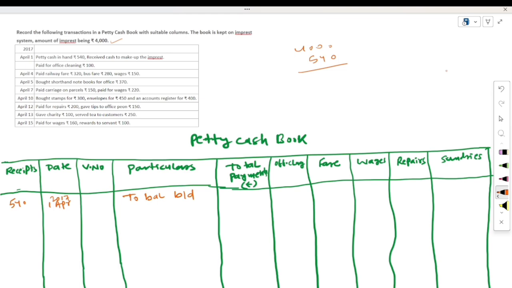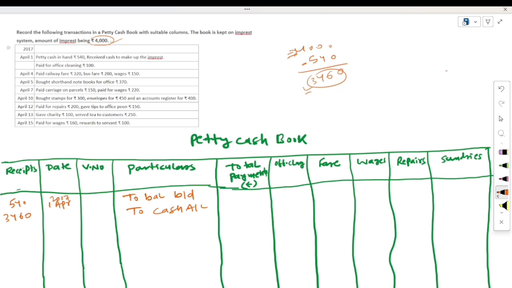In your imprest system, your balance is how much? 4,000. Here you already have 540. Then how much amount will you get this month? As per the imprest system, you will get 3,460 rupees this month. So you will write here: to cash account, 3,460, because your expense amount for this month was 4,000.